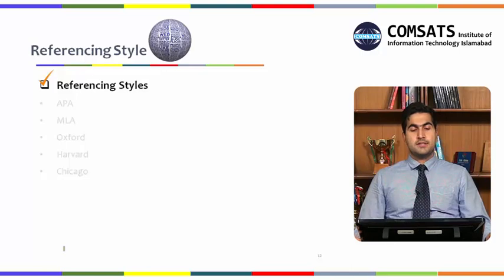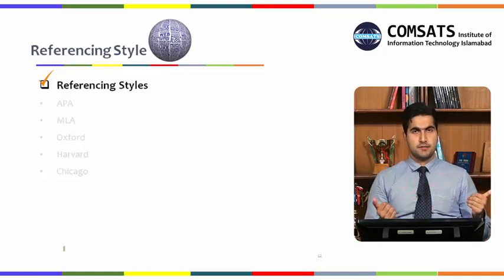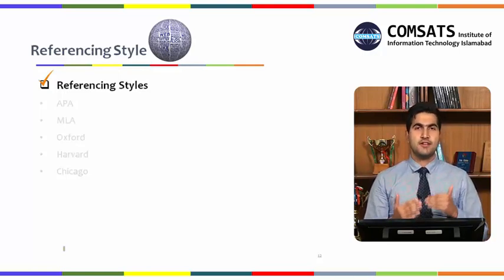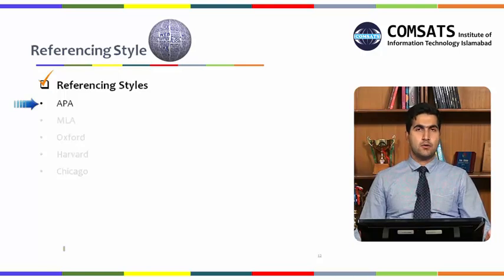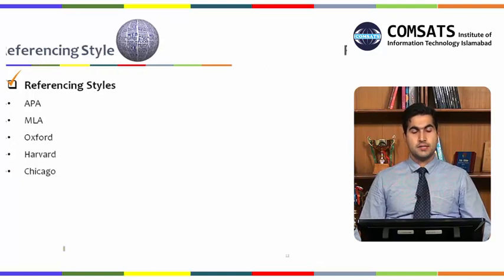Now coming towards the referencing style, we are well aware of what citation is and why it is important. Now how can you do this citation where there are different referencing styles? And now we can show you, this is APA, which stands for American Psychological Association. This is one style, then Modern Language Association, then Oxford referencing style, there is a Harvard referencing style, there is a Chicago referencing style. But the point is there are different styles. These are the common ones, of course.